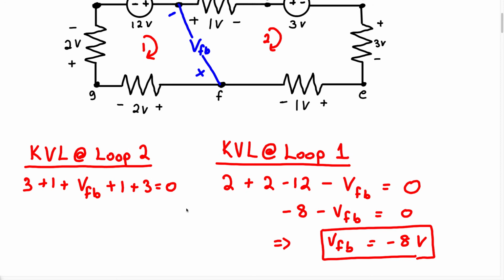Okay? So now when we start to solve for VFB, we know that's going to give us VFB plus, when you add 3 plus 1, that's going to give you 4. 4 plus 1 is 5. 5 plus 3 is 8. Equals 0. Therefore, VFB equals negative 8 volts. So this is the same exact answer we got when we walked around loop 1.